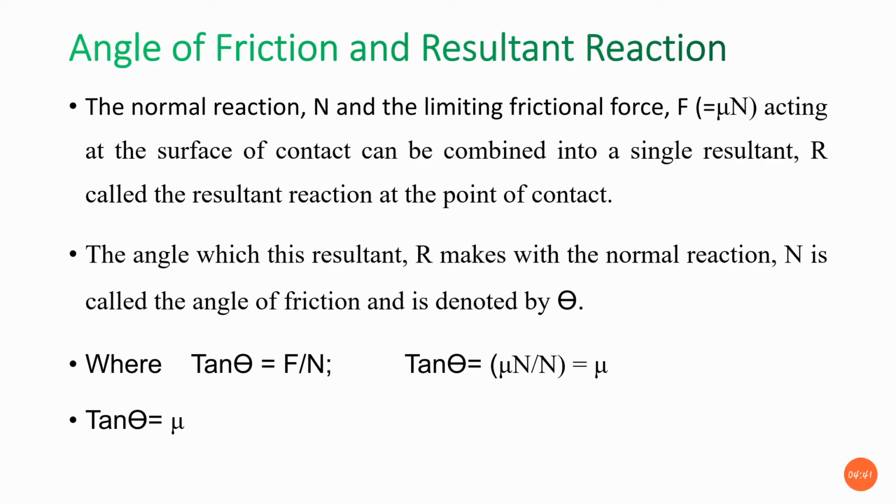In this case, I am going to take tan phi. Tan phi is equal to the opposite side, which is the frictional force, over the adjacent side, which is the normal reaction. That's going to be F by N. So F we know is equal to mu into N. When I substitute in this equation, finally tan phi is equal to mu. Here, the angle of friction: tan phi is equal to the coefficient of friction.